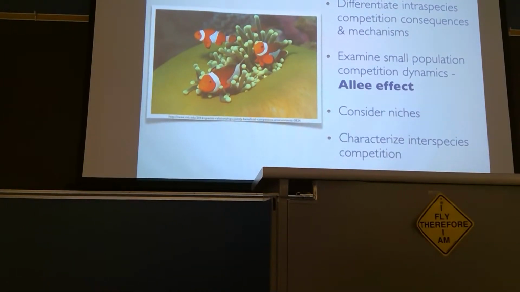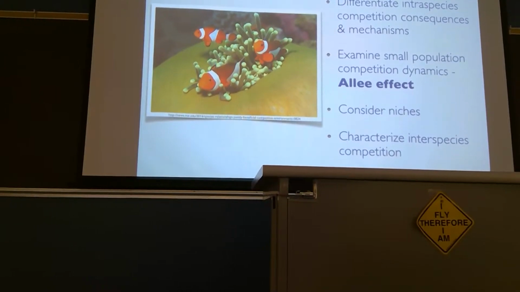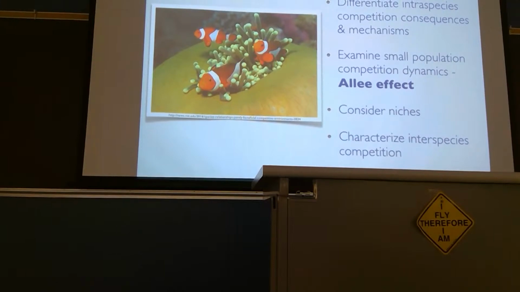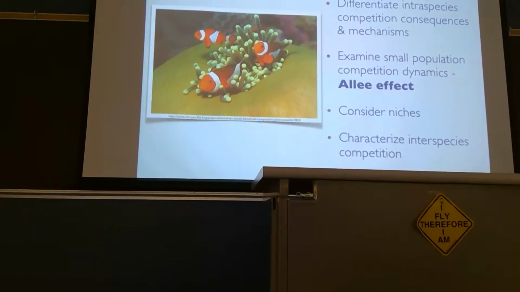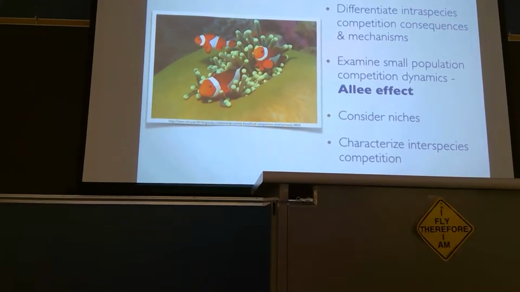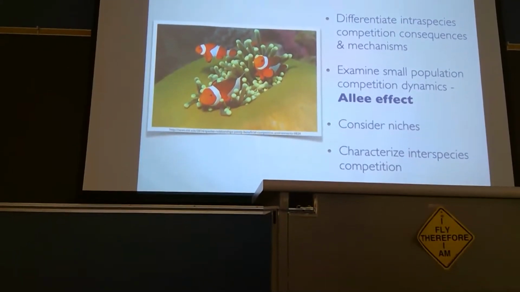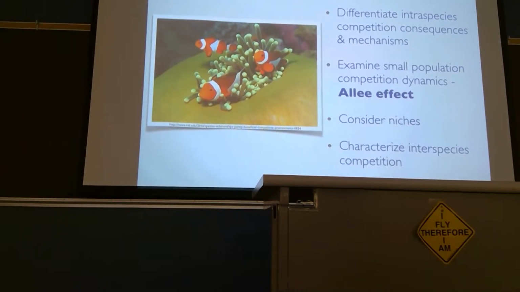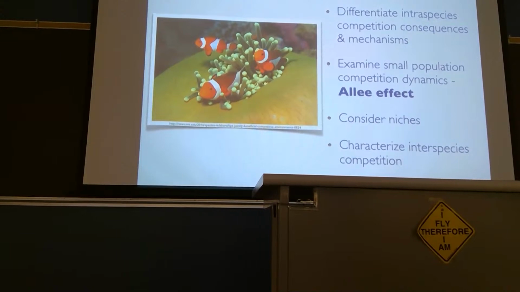There's also a really interesting thing that happens when you get small population sizes. We tend to associate competition, interactions, and problems for populations with high population numbers and densities. But when you get really small population densities and abundances, you can get another problem of competition, which we call the Allee effect. And so we'll talk about that today.